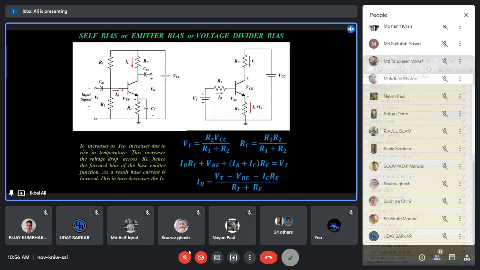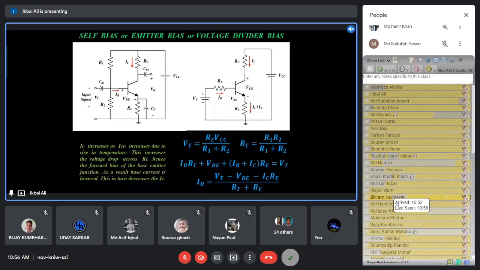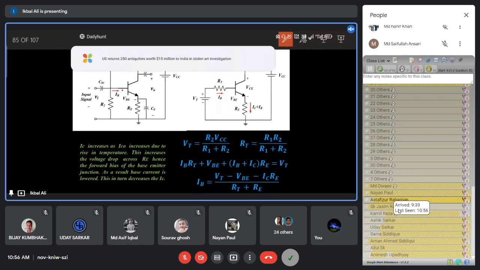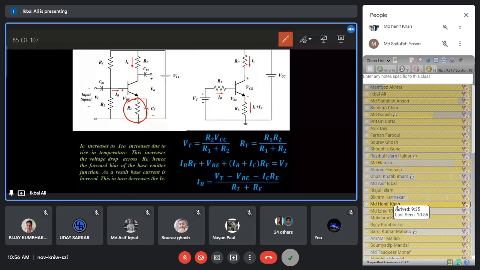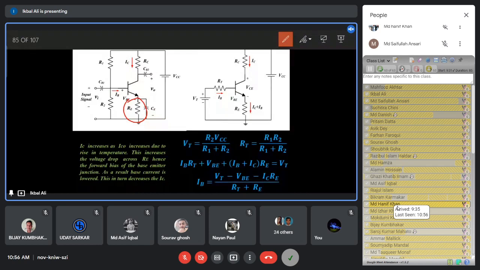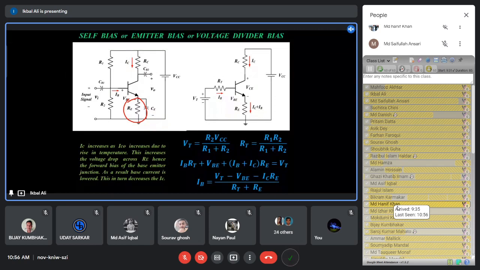As well, it is called the emitter bias, because you see that an emitter resistance is connected. So that is why this circuit is also called the emitter biasing circuit. And lastly, it is also known as a voltage divider bias. Why is it called the voltage divider bias? Because the VCC supply biases the base through the two resistances, R1 and R2, and that VCC voltage is divided among R1 and R2. That is why it is also known as a voltage divider bias.